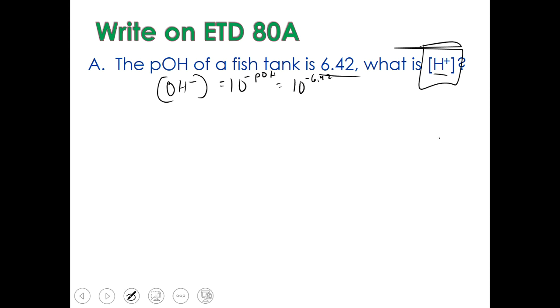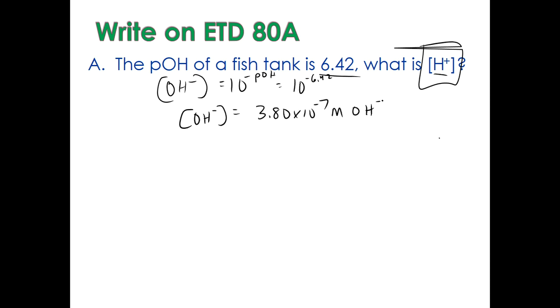My calculator does my heavy lifting for me. And when I pop it out the other side, it tells me the hydroxide ion concentration is 3.80 times 10 to the negative 7 moles per liter of hydroxide. Notice I'm writing the units now, right? Now, we're using 3 sig figs to make things easier. Be aware with pH and pOH, there's a slightly different sig fig rule that you might run into in college, but we're going to keep it simple so your heads don't explode, right?